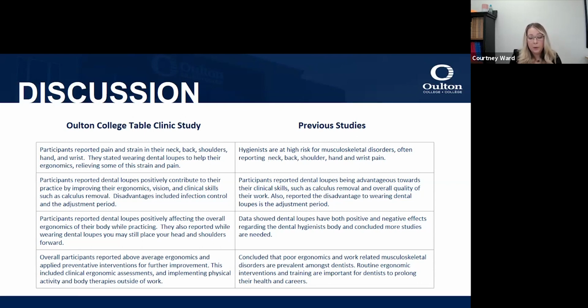Musculoskeletal disorders and poor ergonomics are common in the dental profession, and interventions such as clinical ergonomic assessments and physical activities and body therapies outside of work heavily contribute to injury prevention among dental professionals.